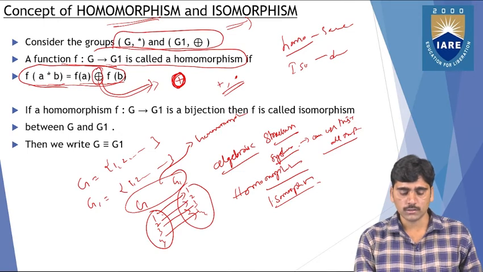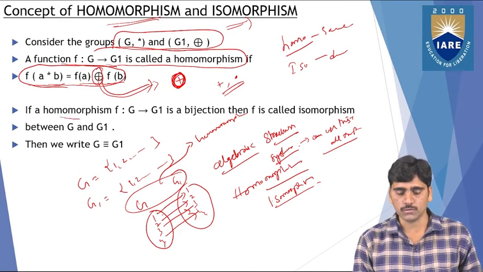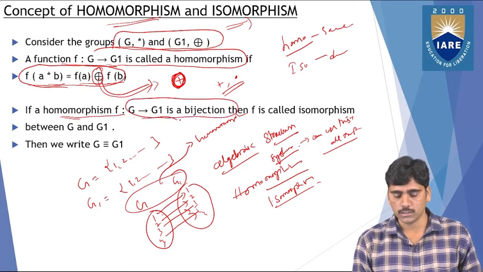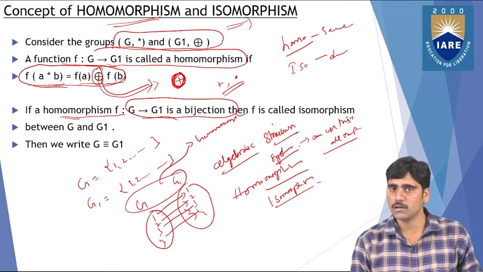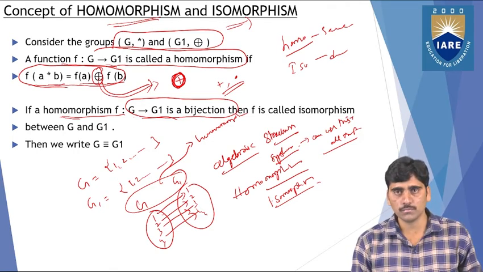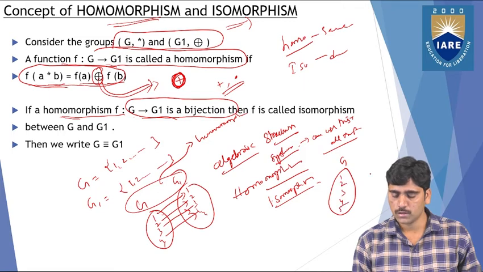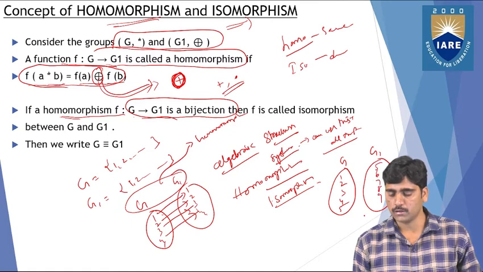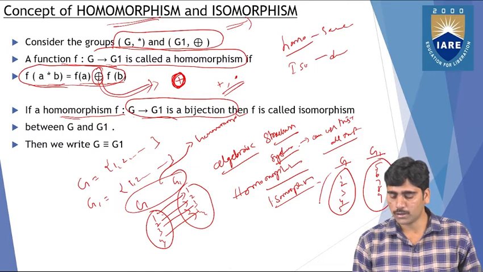And next, what is an isomorphism? If a homomorphism from G to G1 is a bijection, a bijection is nothing but one-to-one and onto, that is an isomorphism. So that means the elements are different. G contains the elements 1, 2, 3, 4, and G1 contains different elements like 5, 6, 7, 8, 9. But while comparing these two groups, the order of this group is what? 1, 2, 3, 4, 5 means 5.